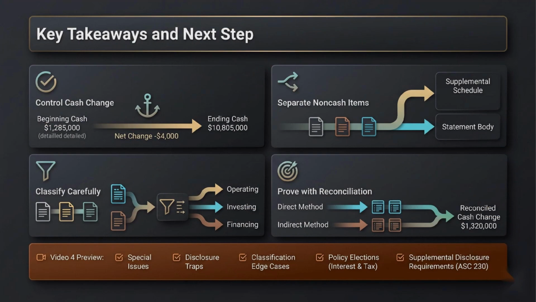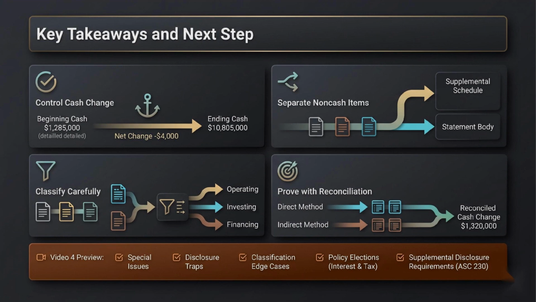First, always control the cash change before preparing the statement. Beginning cash to ending cash is the anchor. Second, separate non-cash investing and financing activities into supplemental disclosure. They never belong inside the statement body.